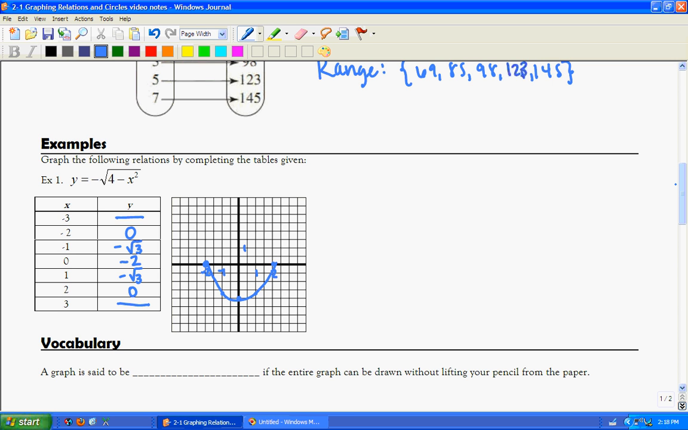And so finally, a graph is said to be continuous if the entire graph can be drawn without lifting your pencil from the paper.